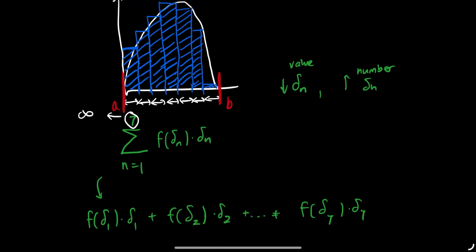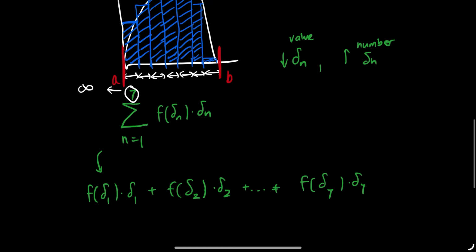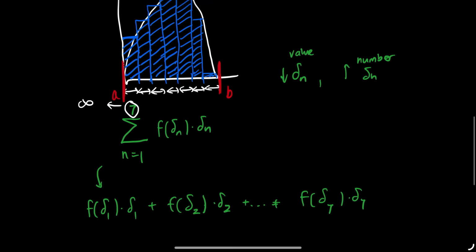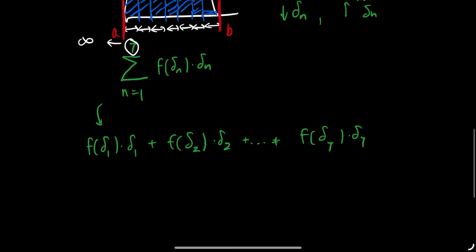Now there are an infinite number of rectangles. Why? Because there is an infinite number of delta n's. But the value of each delta n approaches 0, right? Because they're so tiny. It's probably like 0.00001, right? And you know that it starts to resemble the area under the graph, right?